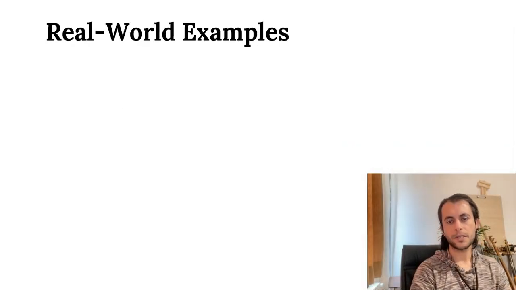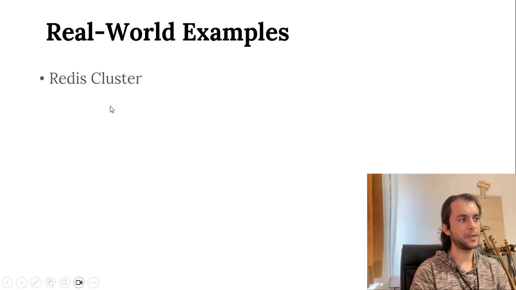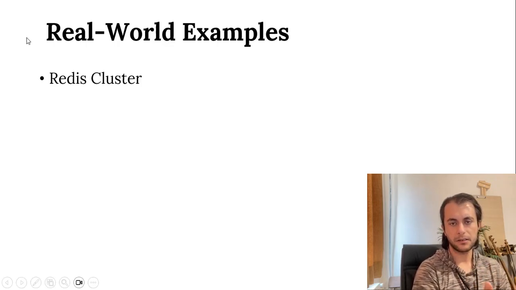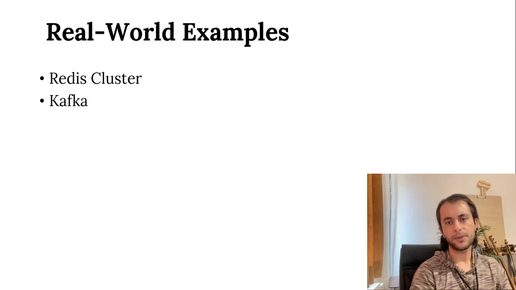But now let's look at some real examples that we already know. The first one is Redis. Redis Cluster can run on multiple nodes. One is the leader, or the master. If a leader dies, another replica will automatically become the next leader. Kafka topic replication has the same architecture.